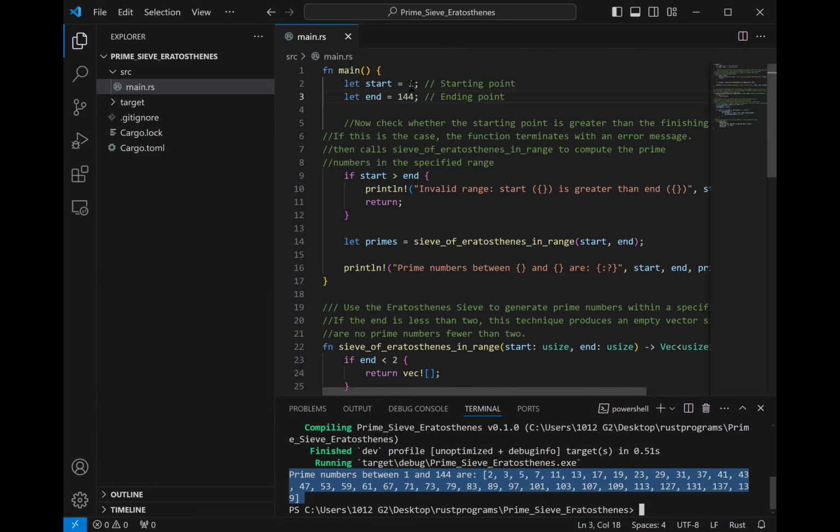Let's give it a big range. 120,000 or even 20 million. Let me just remove the comma. 20 million. Okay. What about 30 million?